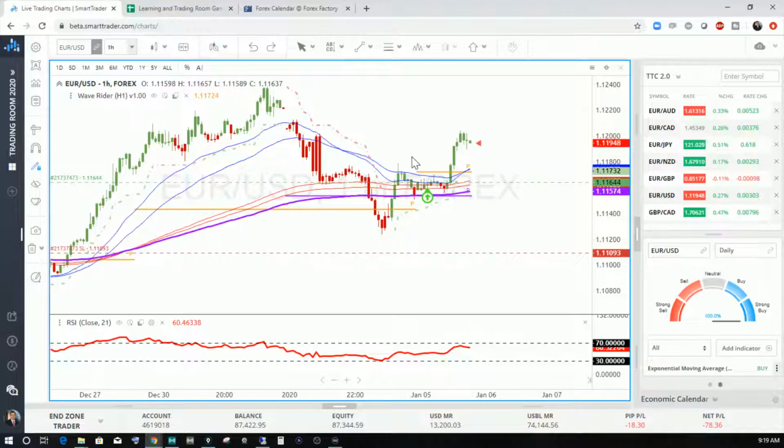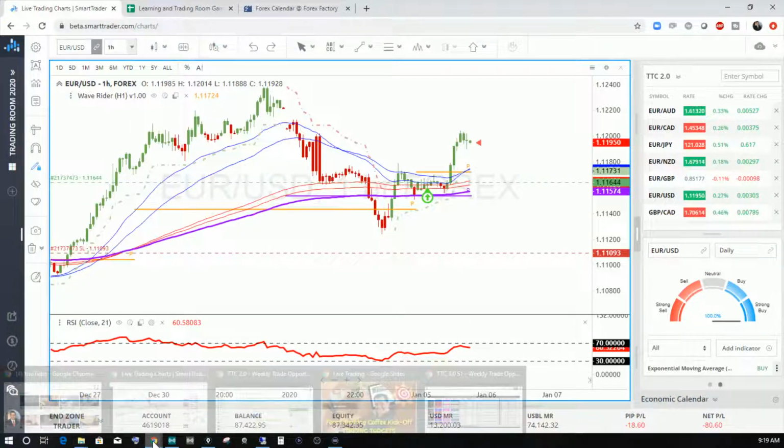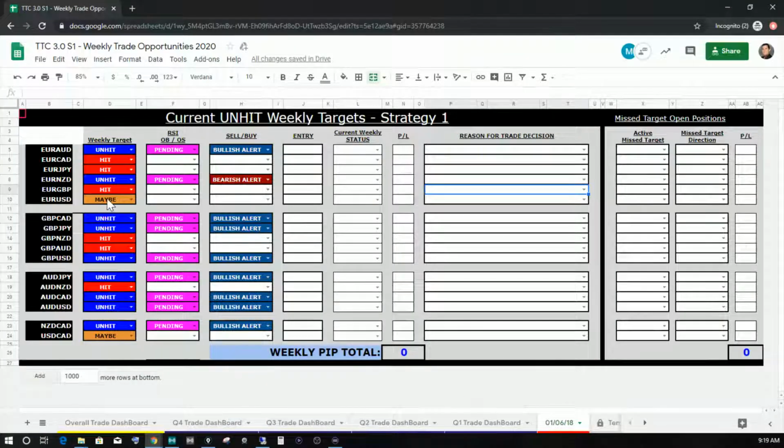That's because price already moved up to that level already. So if price moves up to that level already, I'm going to go ahead and just update that and say this is now also a hit target, so not to worry. So the only two pairs that we'll be focusing on this week is the euro Aussie, and of course euro New Zealand dollar.